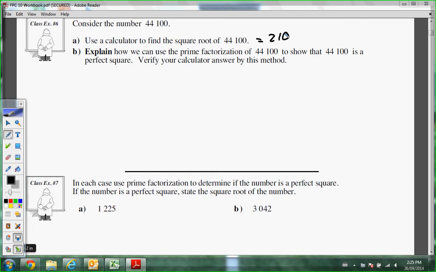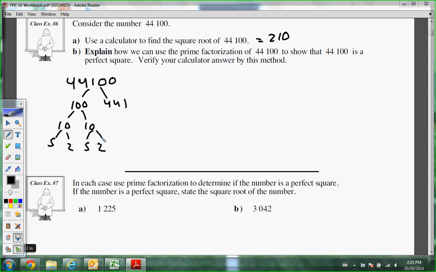Well, we could break it down. Okay, so we can break it down, and we should have all pairs at the end, right? This is a perfect square. We should have all pairs at the end. So the first one they went 100 times 441. Then they went 10 times 10, 5 times 2, 5 times 2.